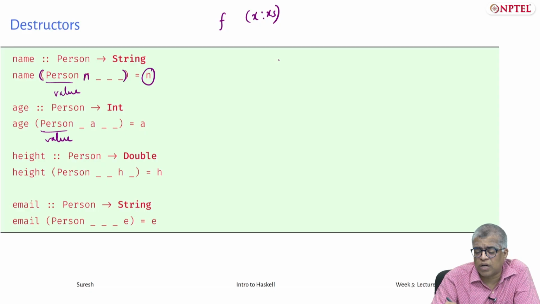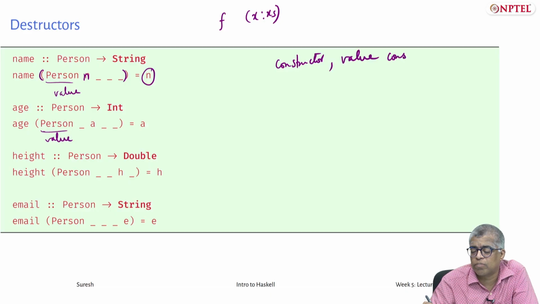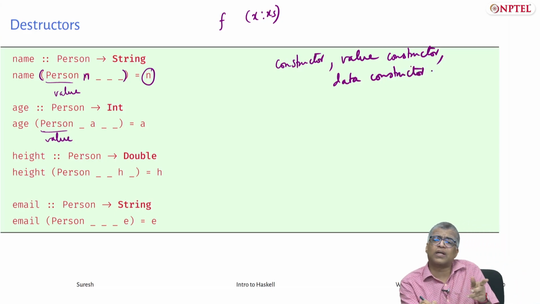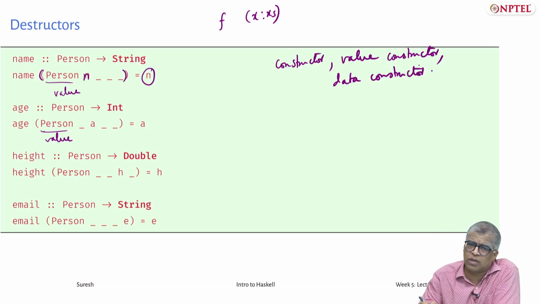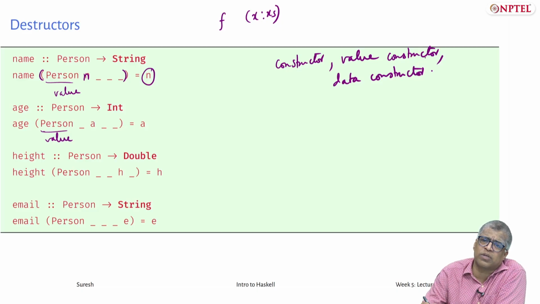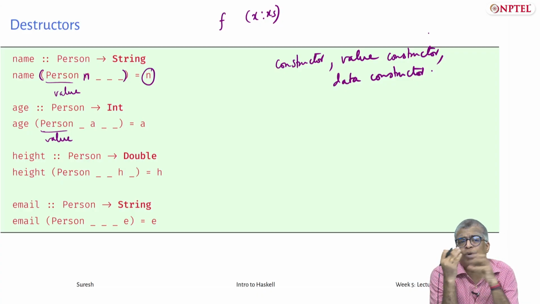By the way, constructor, value constructor, data constructor all mean the same. We will later see another kind of constructor called type constructor, but whenever we mention a type constructor, we will explicitly say type constructor. When we just say constructor, we mean value constructor, and these are functions that produce a value of a type.